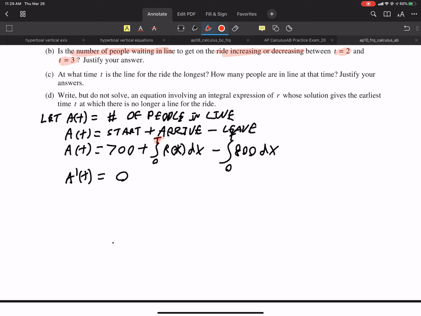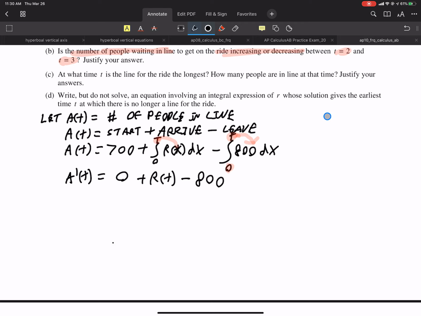So that t there just gets plugged in, and we get R of t minus. Now similarly, they're taking the derivative of the integral from a constant to t. I plug in t for x, but there is no x. So therefore, that's just 800. Now this should make sense. We have the rate of the people in line. Well, R of t is the rate of people entering. 800 is the rate of people leaving. So if you combine those, that's the rate of the number of people in line. So between 2 and 3.